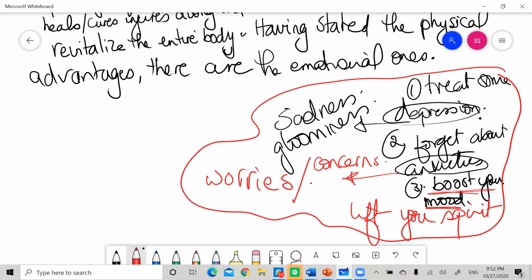So, Ms., the first point, treats sadness, and the second point, it helps us forget about our concerns. The third point is boosts our... which we change into lift your spirits, so lift our spirits or your spirit. Okay, I want you to join the ideas together using not only but also in the chat box. I didn't receive any answer.